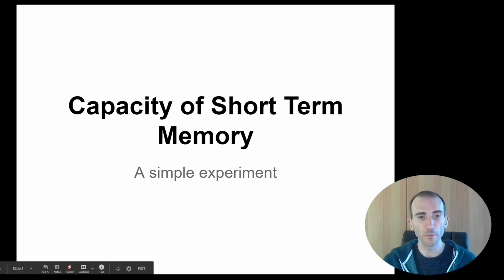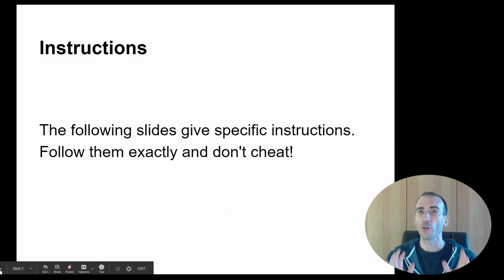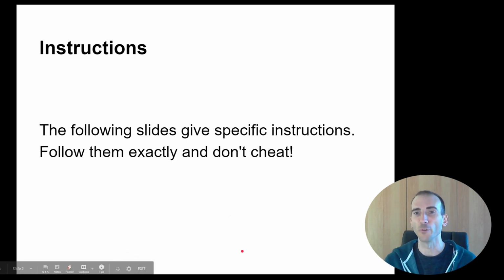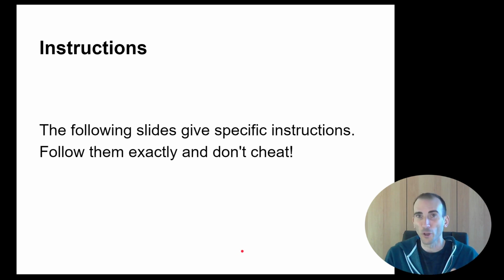Now, it is very important, I need to say, that you follow the instructions I give you and that you don't cheat. We want to learn about the capacity of short-term memory. If you cheat, if you don't follow my instructions, it can mess up the results and then you won't learn what you meant to learn. So make sure you don't cheat and you follow the instructions that I give you.